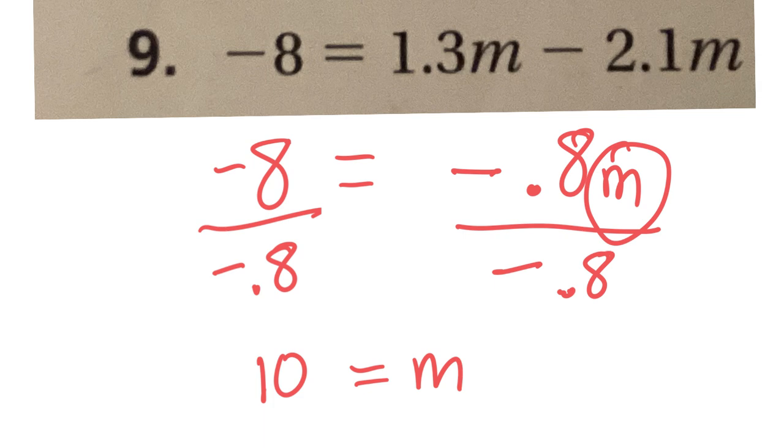So let's check it out. It's kind of nice because you're timesing each of these by 10. 1.3 times 10 is 13, minus 2.1 times 10 is 21. 13 minus 21, that equals a negative 8.